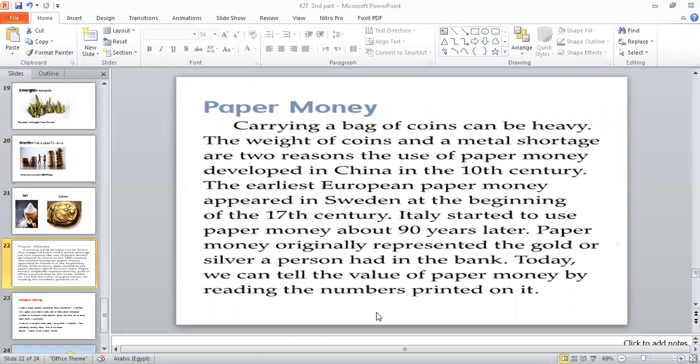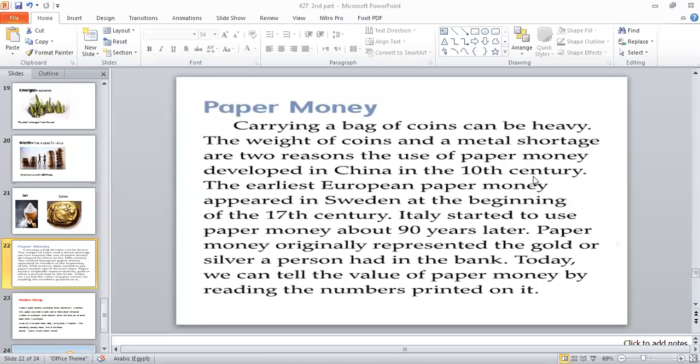Okay, you can start. Carrying a bag of coins can be heavy. The weight of coins and a metal shortage are two reasons. The use of paper money developed in China in the 10th century.